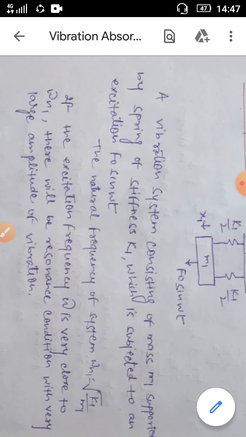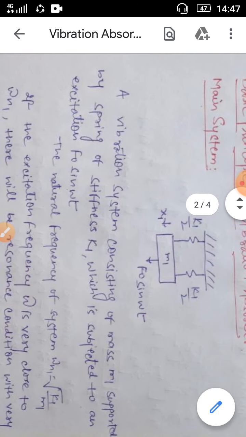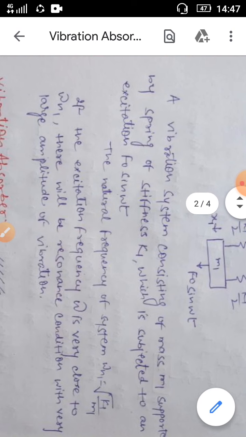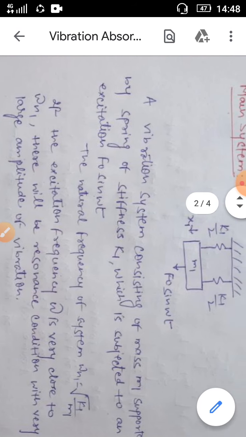The natural frequency of the main system, omega n1, is equal to the square root of K by M1. This omega n1 is the natural frequency of the main system, and it may be equal to the external excitation frequency. That's why there is a chance of resonance occurring, and in this situation the amplitudes are excessively high. So this is the main system.